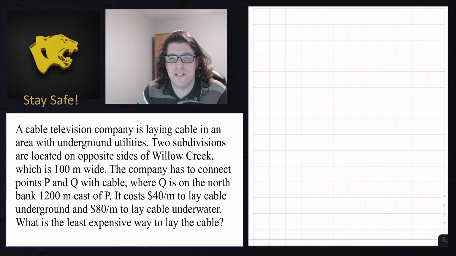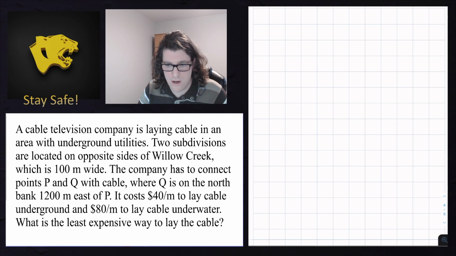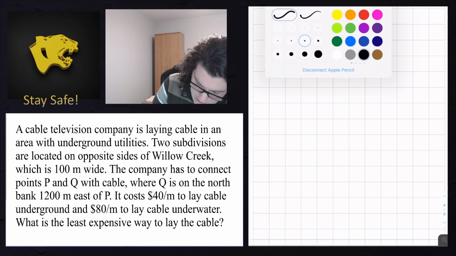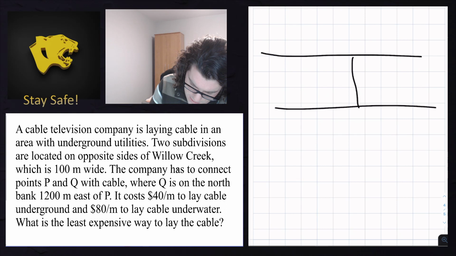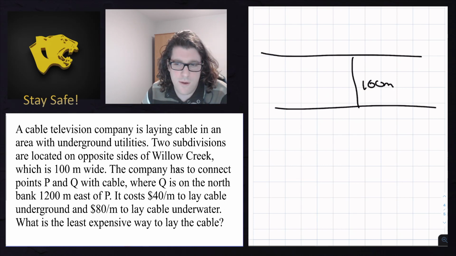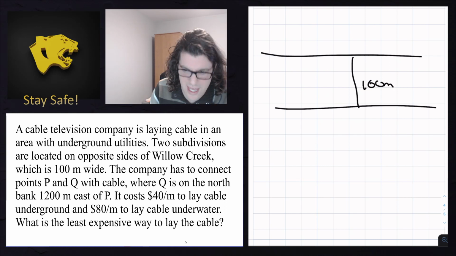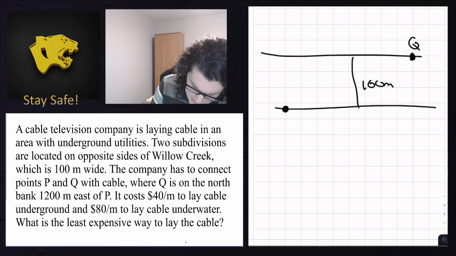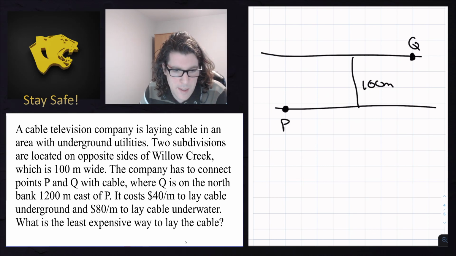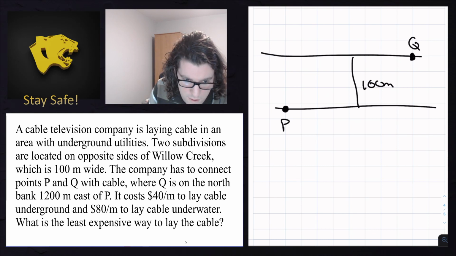So a cable television company is laying cable in an area with underground utilities. Two subdivisions are located on opposite sides of Willow Creek. Okay, so I have Willow Creek here. And Willow Creek is 100 meters wide. The company has to connect points P and Q with cable, where P is on the north bank, Q is on the north bank, east of P. So this would be Q on the north bank, and it's east of P. So go back to the west, and this is P. So it's 1,200 meters east of P.